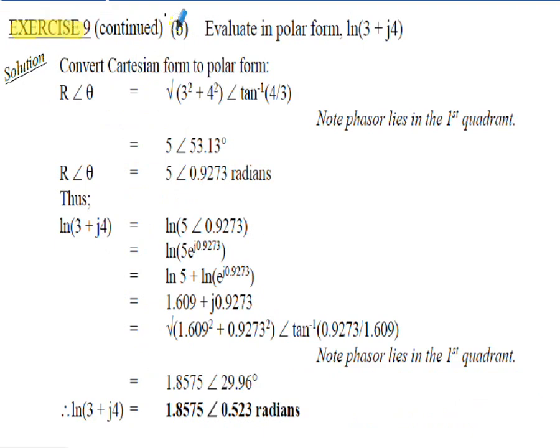Exercise 9 solutions continue. Part B, we're asked to evaluate in polar form ln of 3 plus j4. So initially we convert from Cartesian to polar form. Now in this case the phasor resides in the first quadrant because we have a positive real value and a positive imaginary value in this particular case. Final solution shown down here for ln of 3 plus j4 in polar form, stated in radians here.